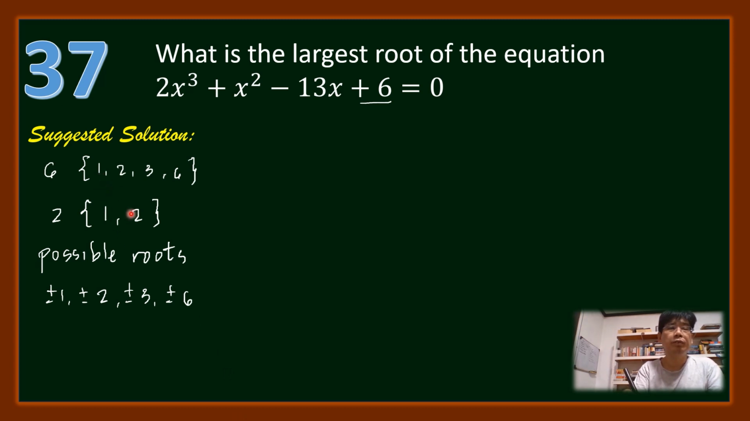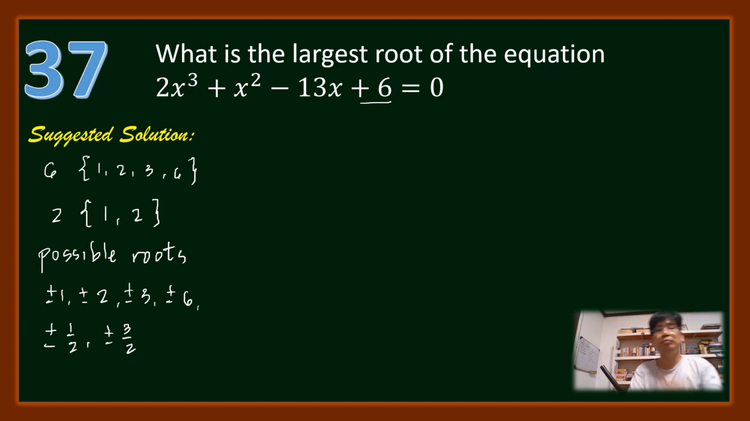Also we have 1 over 2, 2 over 2, 3 over 2, and 6 over 2. That is positive negative 1 half, 2 over 2 is also 1, positive negative 3 halves, and 6 over 2 is also 3.